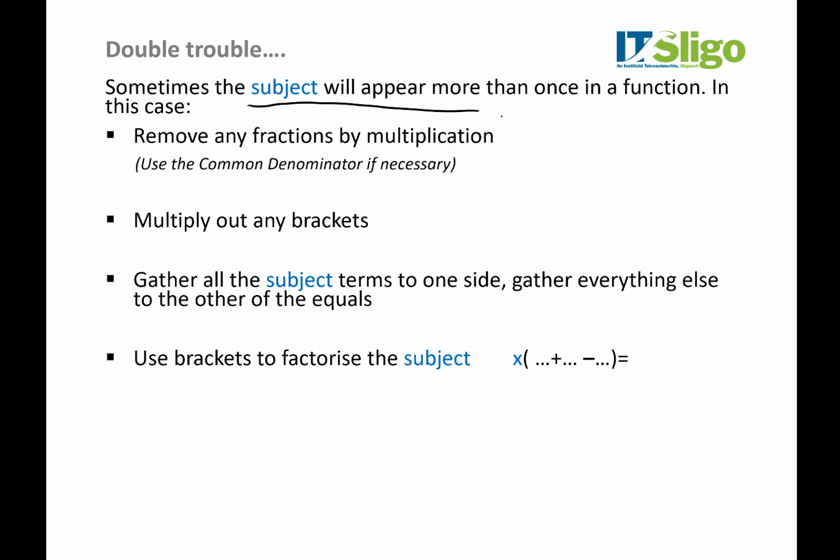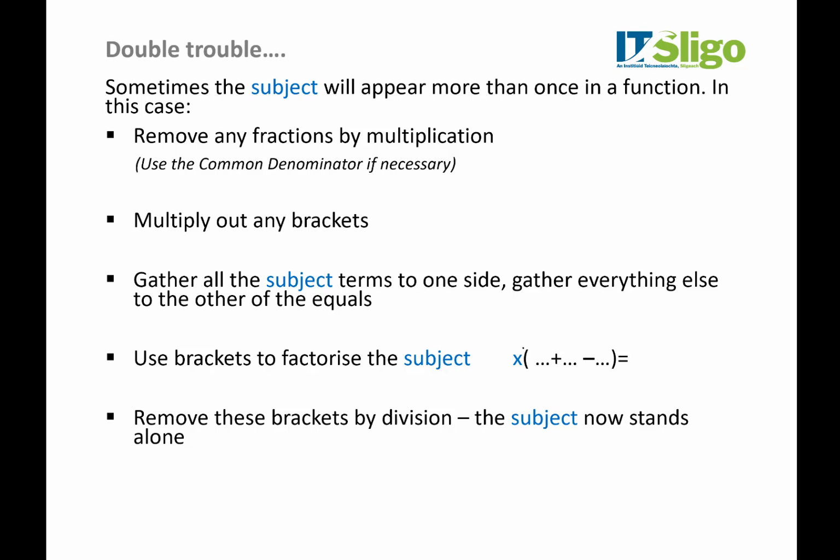Then use brackets to factorize your subject. This is what we were doing 2 lectures ago. Factorizing, pulling out what's common. Obviously, if every term on one side has the subject, that should be common. This is the whole point of what we're doing. So the whole point of this exercise, guys, is now we'll have the subject on its own.